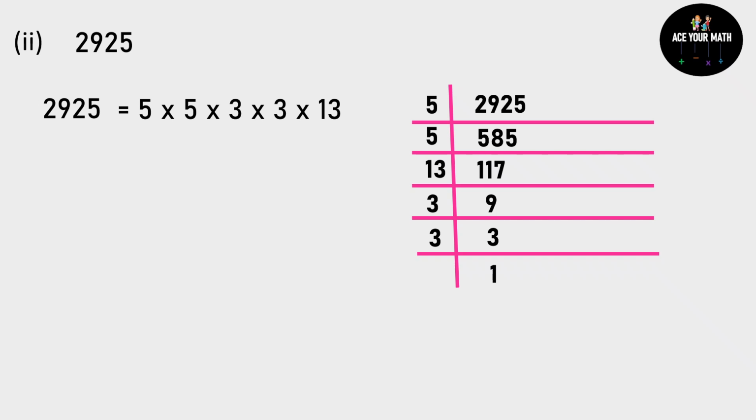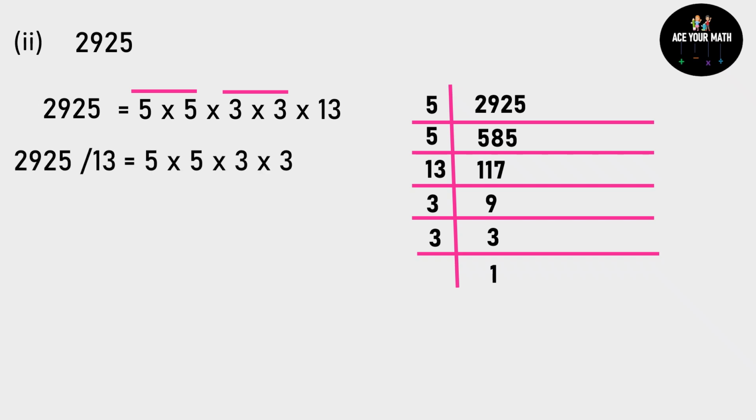Now the next step is very crucial. You will form pairs. After forming pairs, you observe that 13 is left alone, it doesn't have a pair. It means you will divide this whole number by 13 because you want to make a perfect square. So divide 2925 by 13, and on the right hand side, when you divide it by 13, the 13s will get cancelled. After division, you get 225, and on the right hand side, 5 and 5 can be written as 5 square, and 3 and 3 can be written as 3 square.